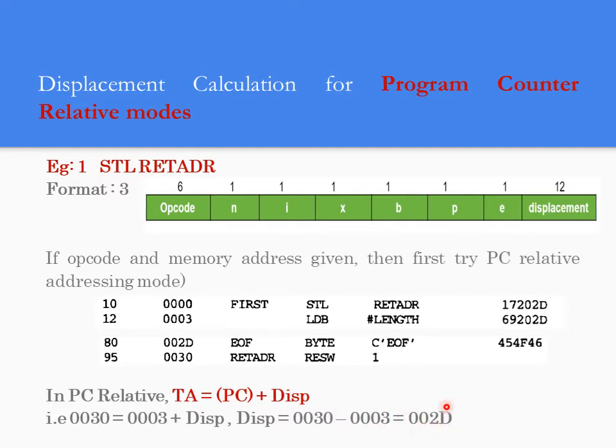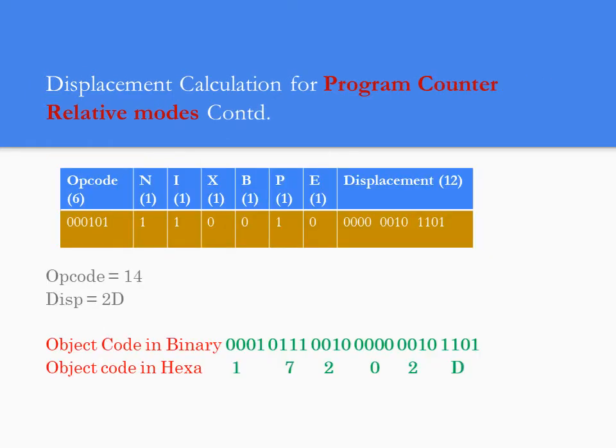So this displacement clearly falls within the range of 2048. So that means here they have used PC relative addressing mode only. Now you can easily translate this instruction to its equivalent object code by filling all the fields in format 3. So with the displacement calculated as 02D, let's try to fill in the values in format 3.